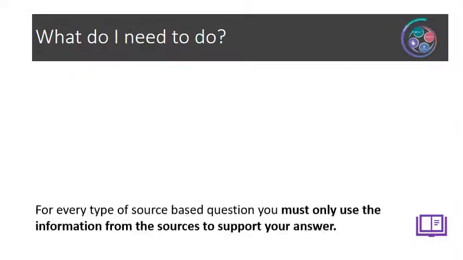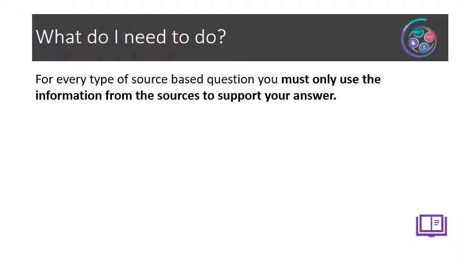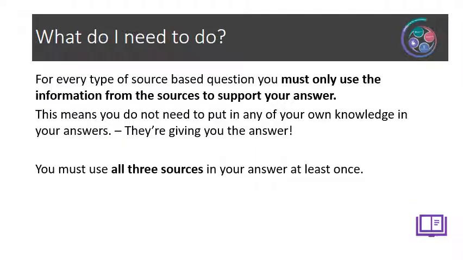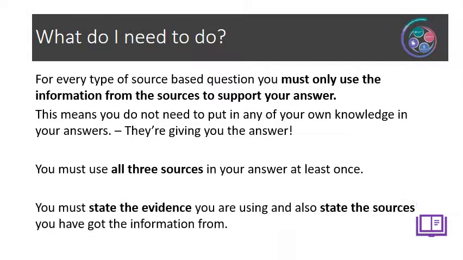So what do you need to do? For every type of source-based question, you must only use the information from the sources to support your answer. This means that you do not need to put in any of your own knowledge in your answers that you've been learning about the topics you've been studying in class. So the answers you need are given in the sources. You must use all 3 of the sources at least once to achieve full marks. And you must state the evidence that you are using, as well as naming the source that you have taken the information from.